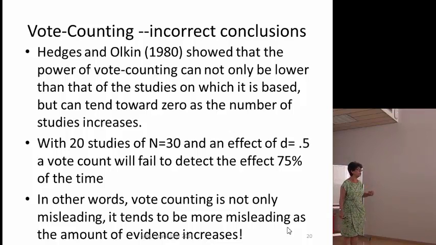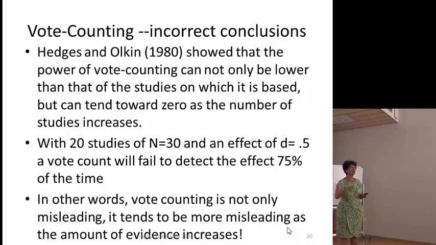So if you had 20 studies, each having 30 subjects, and an effect size of 0.5, I don't know if you're familiar with standardized mean differences, but essentially a standardized mean difference of 0.5 would mean that the average person in the treated group would be half a standard deviation better than the average person, the person at the mean of the control group.